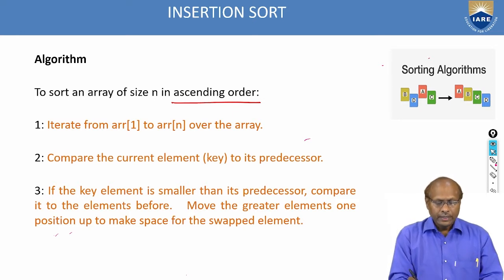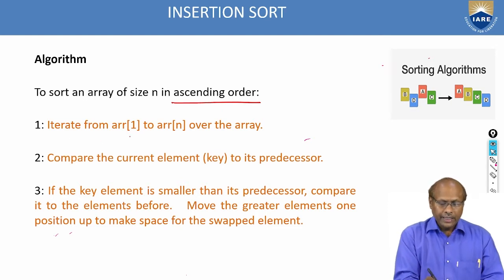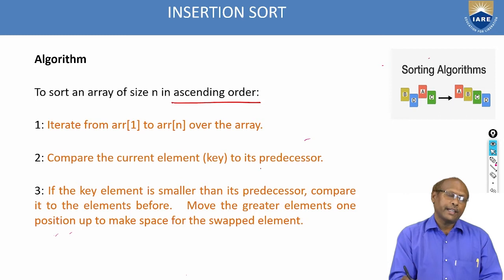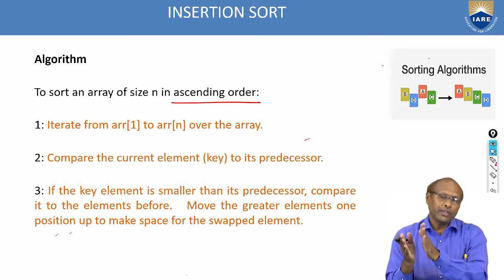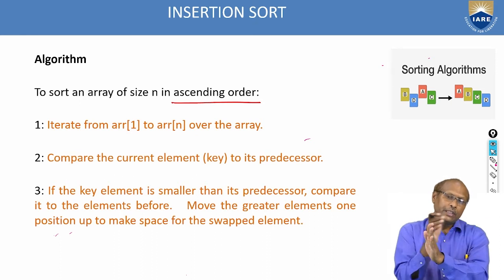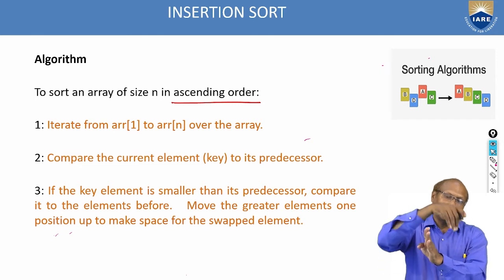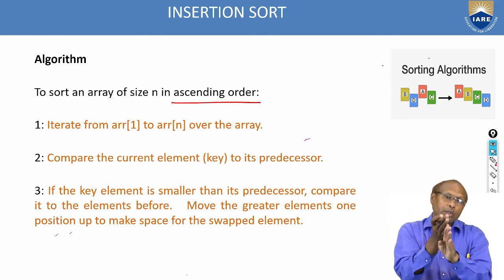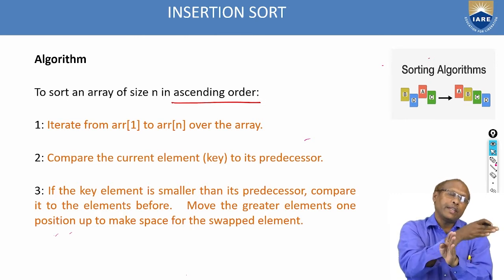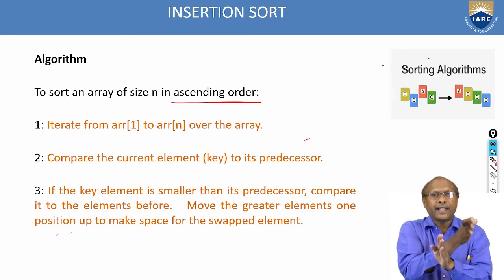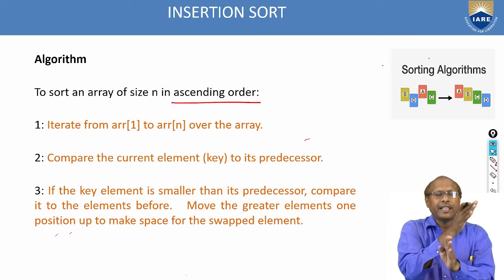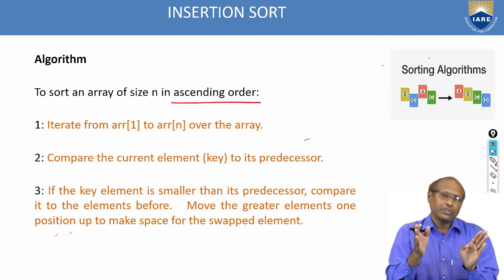Now, the algorithm says iterate from array 1 to array n over the array. That means you have to start from the beginning till the end. Compare the current element, the key, to its predecessor. In insertion sort, wherever you are inserting, you have to compare with its predecessor elements. If this element is greater than the previous one, stop. If this element is smaller than its previous element, then you have to swap it. You have to find the corresponding position until you find the suitable position. You can go until the beginning of the array. This process will continue until the end. Wherever it finds the suitable position, stop.